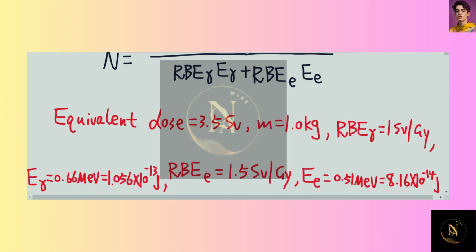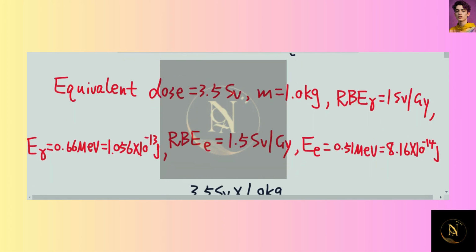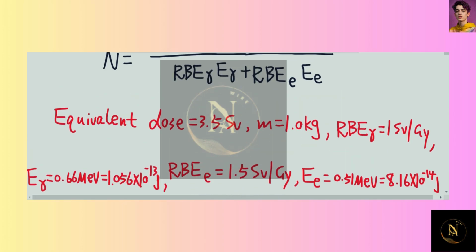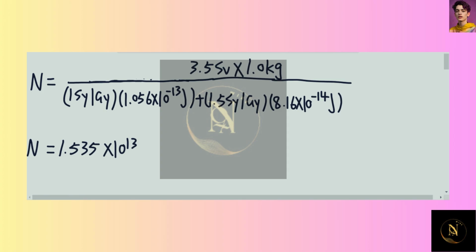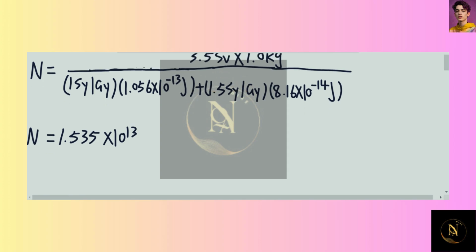And we know RBE for electron is 1.5 sievert per gray. The energy transferred from the decays to the electron is equal to 0.51 mega electron volts, which is equal to 8.16 times 10 to the power of negative 14 joule. So now we can plug in the values to determine the remaining number of nucleus, which is equal to 1.535 times 10 to the power 13.